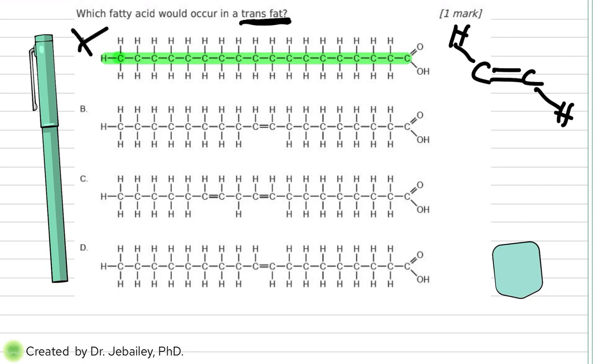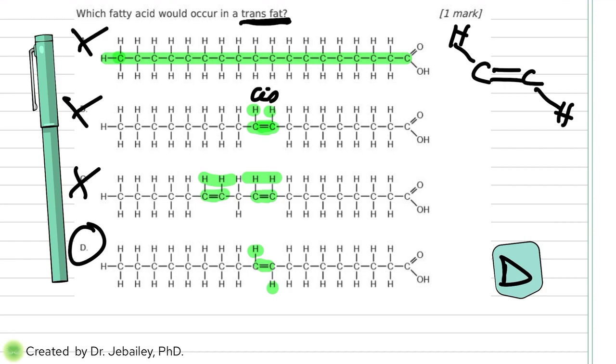Then you look at B, and in B you actually did find a double bond. After you find the double bond, the next thing you look at is the hydrogens. Oh, and they're on the same side, so that's a cis. And since it's a cis, that's not a trans, so B is off. Then here, you have a double bond, and you have another double bond, and they both are on the same side, so it's a cis, so it's out. Then you have this one where you do have a bond, and look, the hydrogens are on opposite sides. And that's when you know that this is D. This is actually the trans fat.